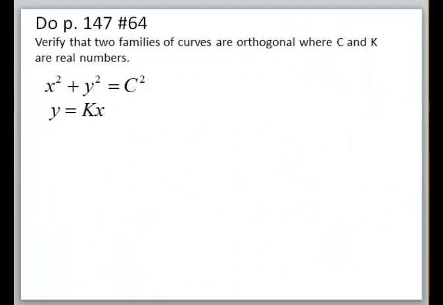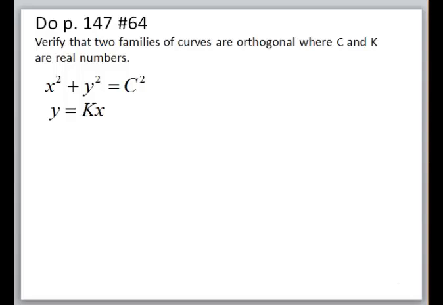Okay, on this problem, we're going to use implicit differentiation to verify that the two families of curves are orthogonal, where C and K are real numbers. So orthogonal again means that the tangent lines to the curve are going to be perpendicular to each other.